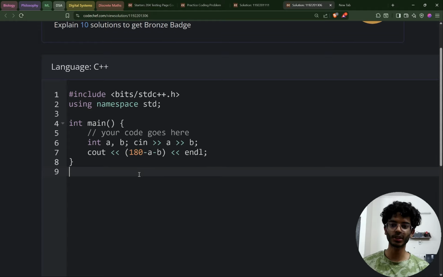The time complexity is constant because we're just doing a very small number of operations.